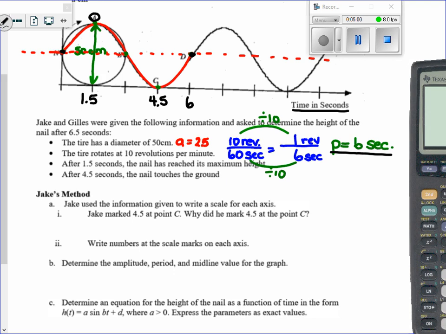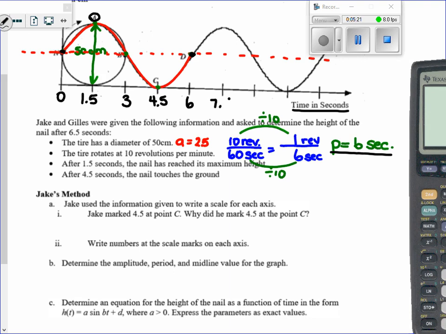Well, what is our scale going up by then? How did we get from 4.5 to 6? That's every 1.5 seconds, right? So if this is time 0, this is 1.5. What's this missing one in the middle here? Add another 1.5. 3 seconds, 4.5 seconds, 6 seconds.